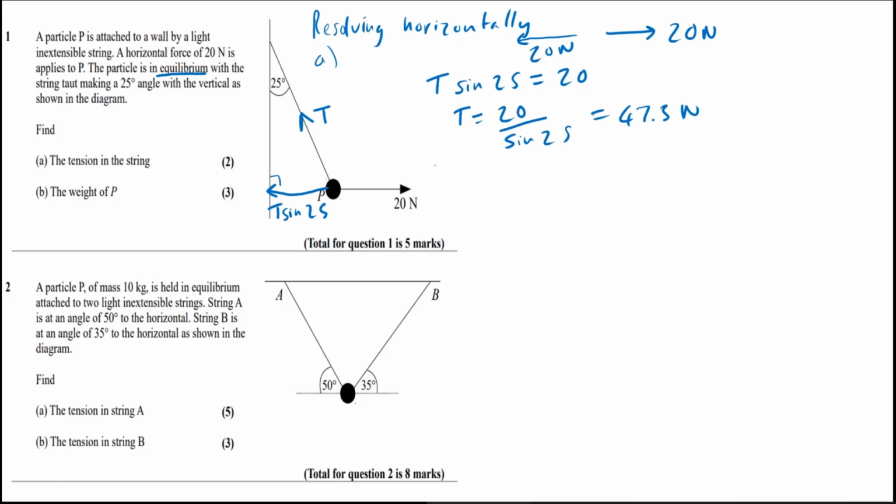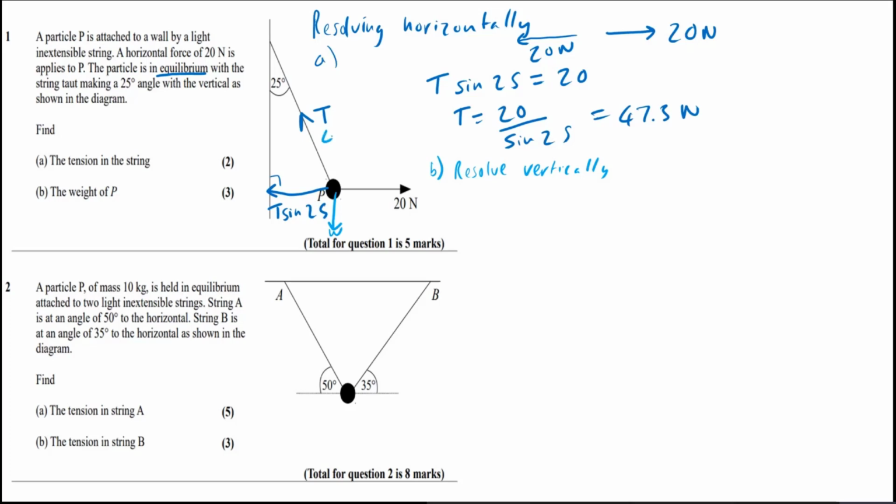part B. What do you think you need to do for the weight of P? You have to resolve vertically. There's a weight there because it says weight, not mass.